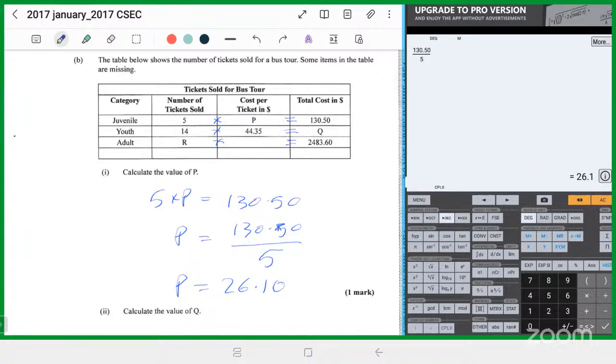Let me just do this picture. Okay, can you hear me? Can you see the screen? Yes, sir. Yes, sir. All right.